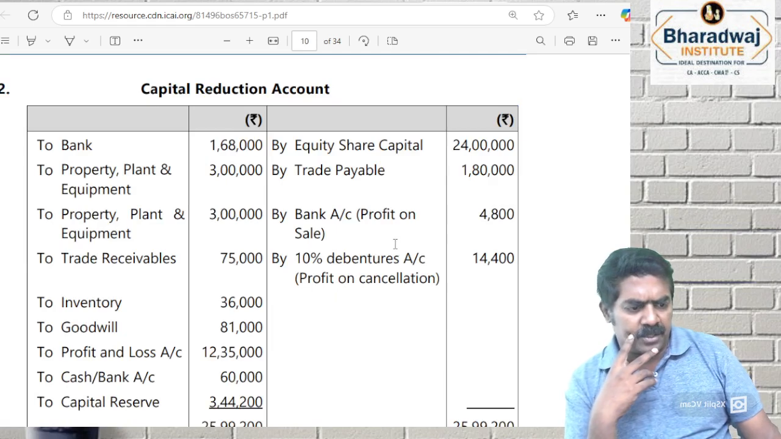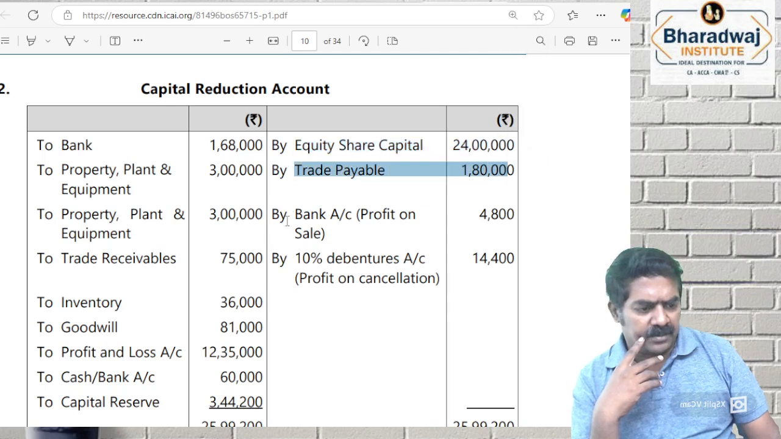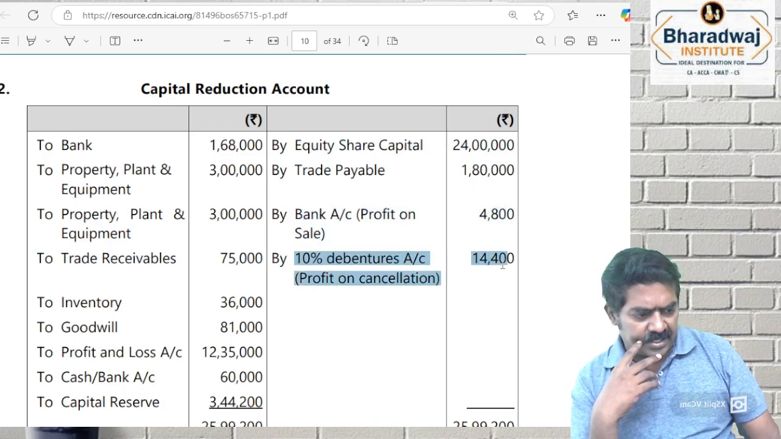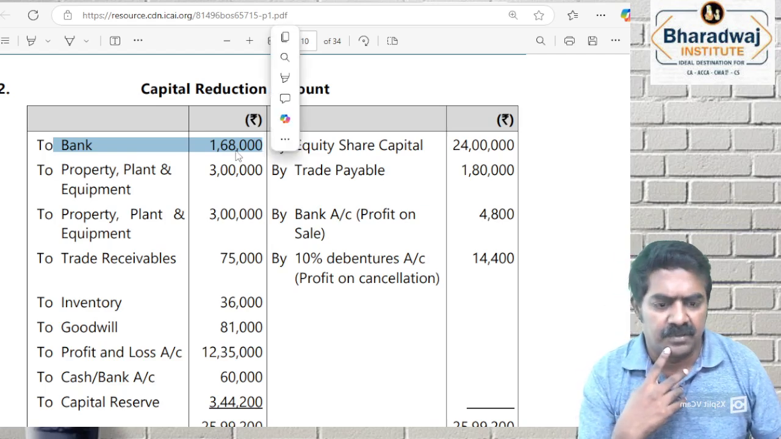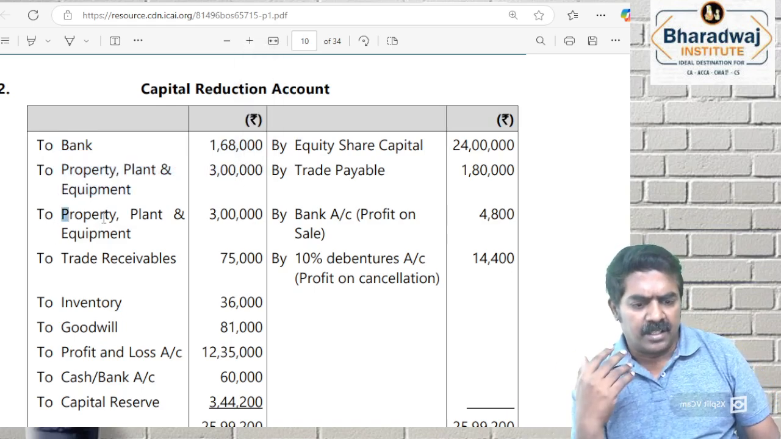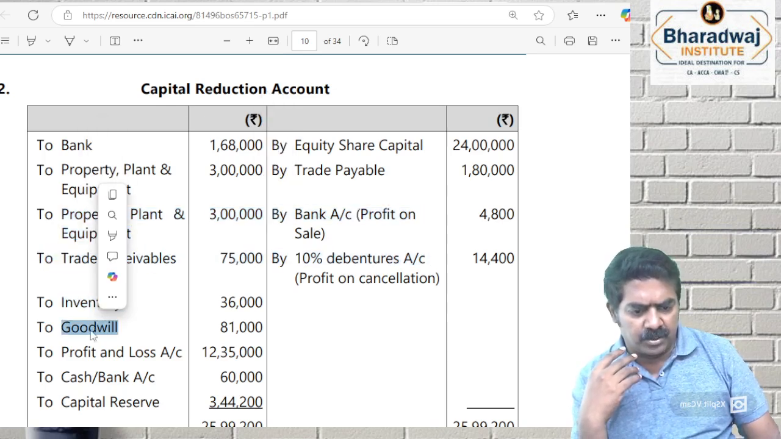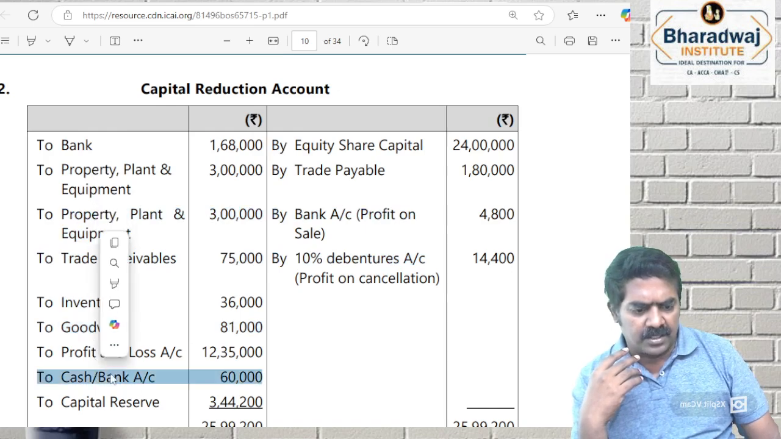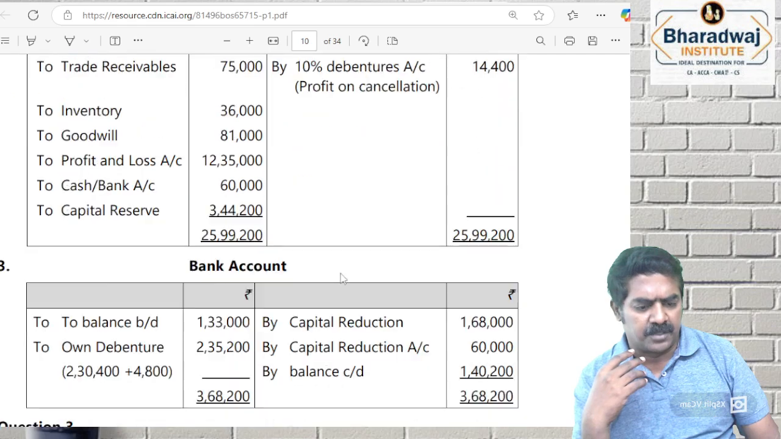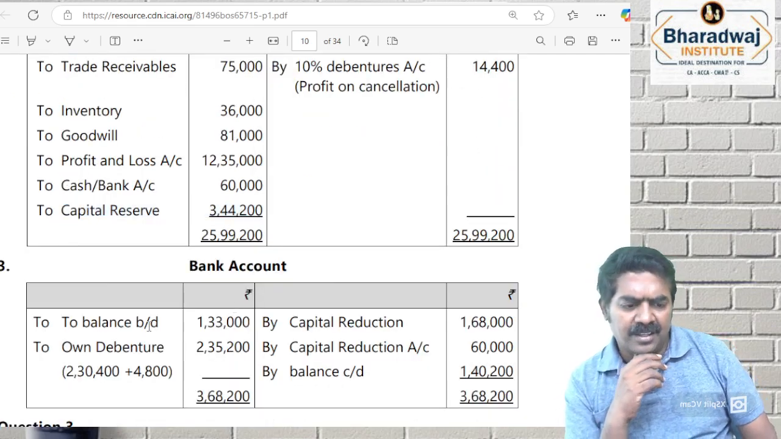So they would have prepared which account? Capital reduction account. By equity share capital, by trade receivable, stock, by bank, profit on sale of own debentures, profit on cancellation of own debentures to bank is nothing but on the arrears of dividend paid, PPE on the taken over by debentures, remaining PPE loss, trade receivable reduction, inventory reduction, goodwill, P&L account. The last one is expenses paid. Last one is which one? Expenses paid. Balancing for transfer to which account? Capital reserve account.